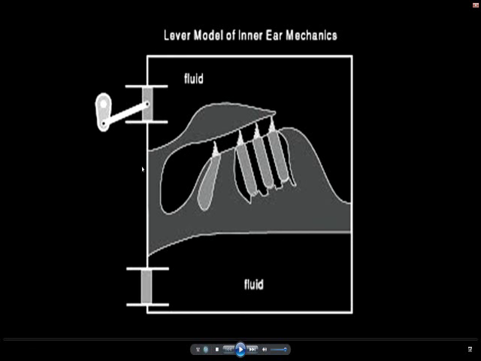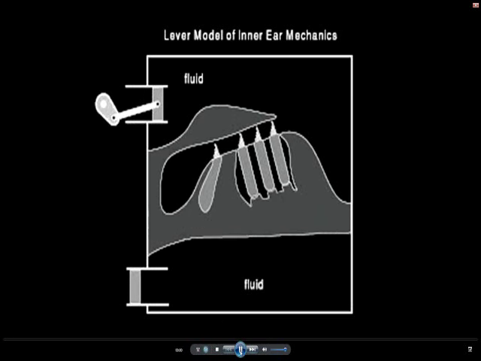So this is the scala media up here, and this would be the scala tympani, and then of course up here someplace there'd be the scala vestibuli. Now we're kind of putting the scala vestibuli and the scala media together, but that's not what's really critical. What's critical is that you recognize that this piston right here represents the oval window, and this space down here represents the round window. So what we're going to see is that if we push in here, we're going to push out there.